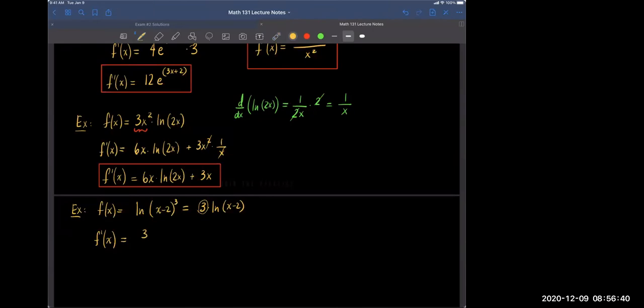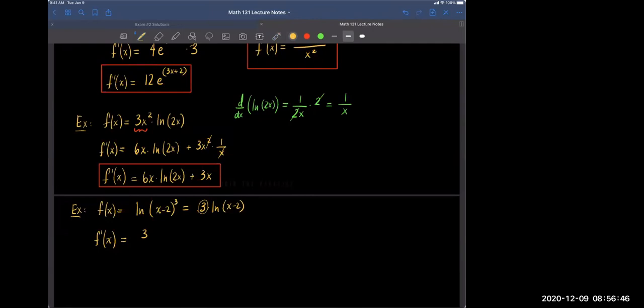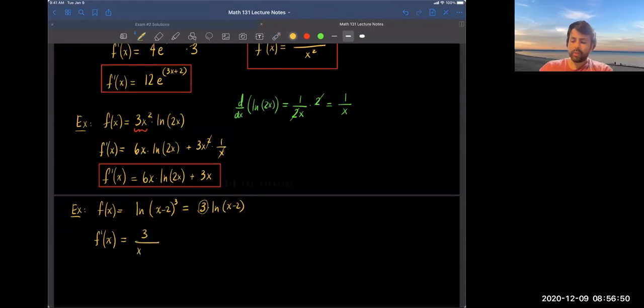So what would be the derivative of ln? It's 1 over whatever's inside. So it's 1 over x minus 2. Then I would have to multiply by the derivative of x minus 2, but that's just 1. So my derivative is simply 3 over x minus 2.